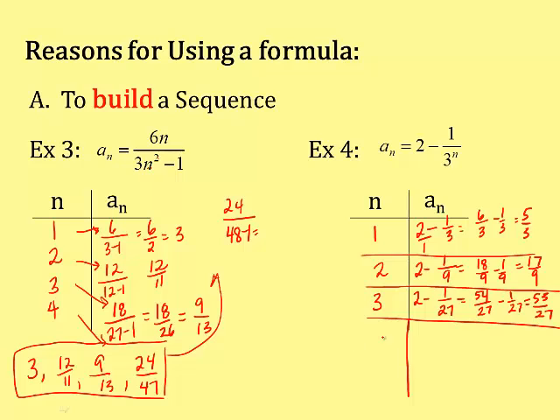So if I extend my table one last time, 2 minus 1 over 3 to the fourth. Well, I have 3 to the first, squared, cubed, the fourth, so 27 times 3 is 81. So common denominator again, 81 times 2 is 162 minus 1, so this is going to be 161 over 81. So my sequence then is going to be 5/3, 17 ninths, 53 27ths, and 161 81sts.